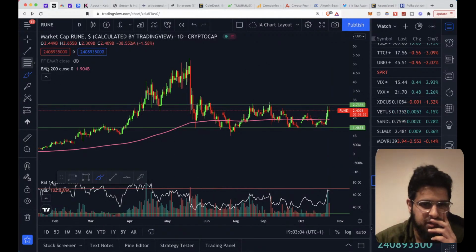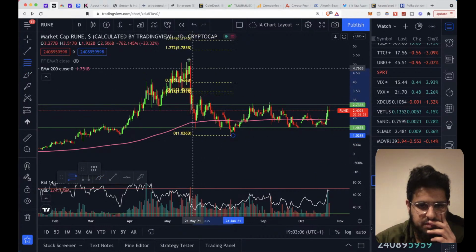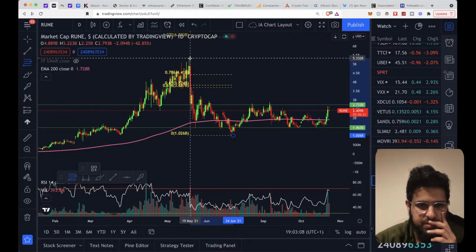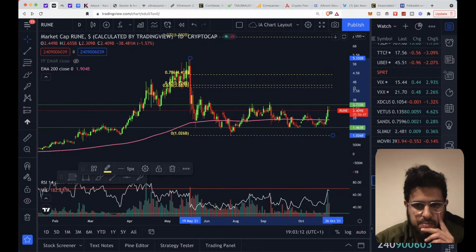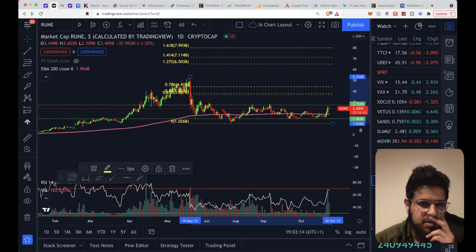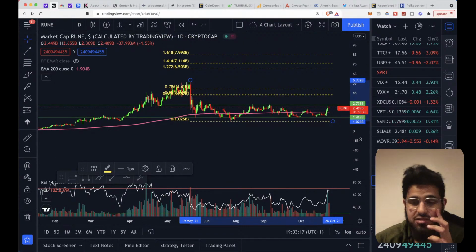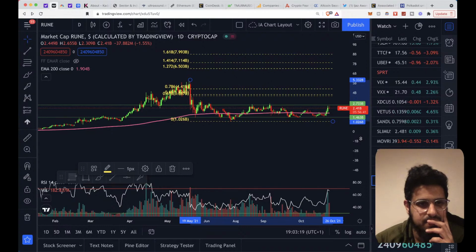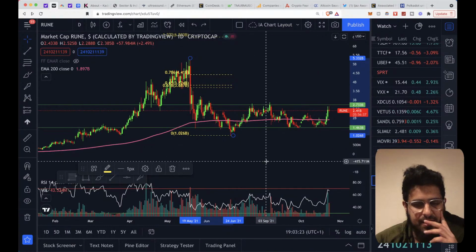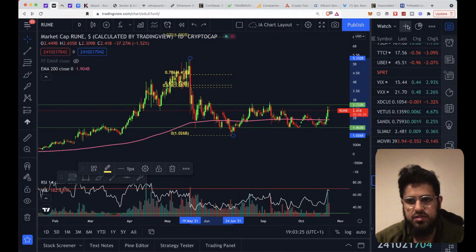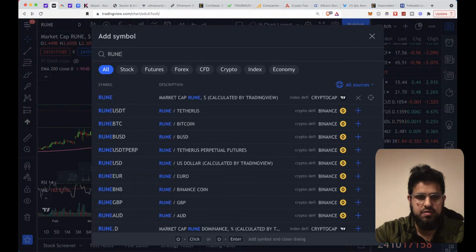Let's have a look. Let's put our fibs on. Very roughly, guys, don't take this as gospel. But on our fib levels, yeah, this could easily get to 8 in market cap. So yeah, the market cap is very interesting on Rune. Let's get the coin up versus USD.